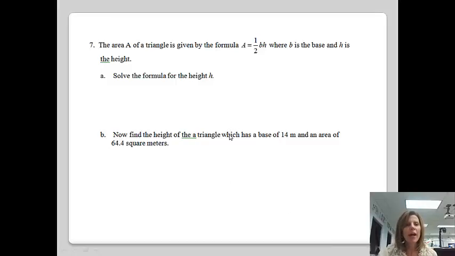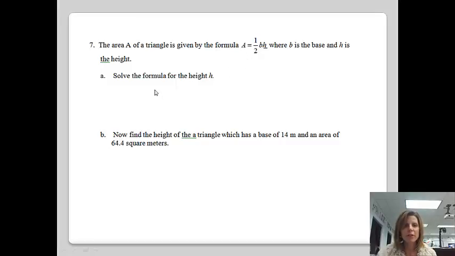Alright, so I'll just read through the problem first. It says the area A of a triangle is given by the formula A equals 1/2 BH, where B is the base and H is the height. And it says to solve the formula for the height. So we want to solve for the H because we might have a time where we want to find the height instead of the area.